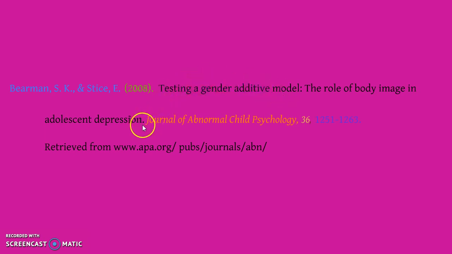This is followed by a period, and then we have the name of the journal itself. Do note that for the journal, all the major words are capitalized, and it is also italicized. Following the name of the journal, we have a comma, and then we have the volume number. Notice that the volume number is also italicized and followed by a comma. We then have the full page numbers, inclusive, and follow this by a period.